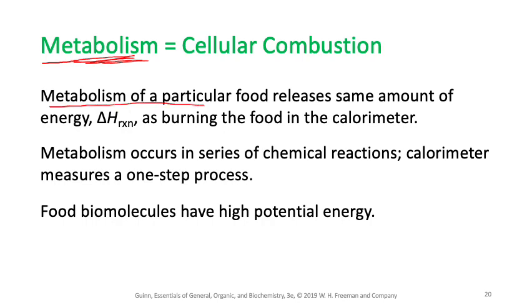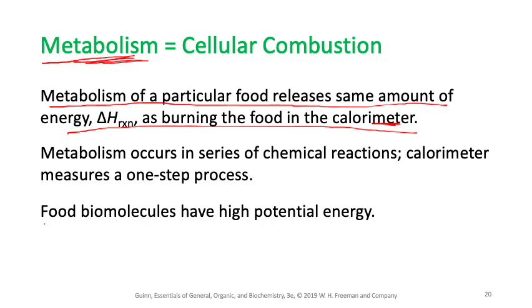So metabolism of a particular food always releases the same amount of energy as burning the food in the calorimeter. Let's assume we have a small piece of a potato chip, and I ignite that chip in the calorimeter. If I can calculate how much energy that piece of potato chip releases in the calorimeter, it is the same kind of energy that the same food will provide during metabolism in our body. So by calorimeter we can predict how much energy you're going to get from that particular food sample.